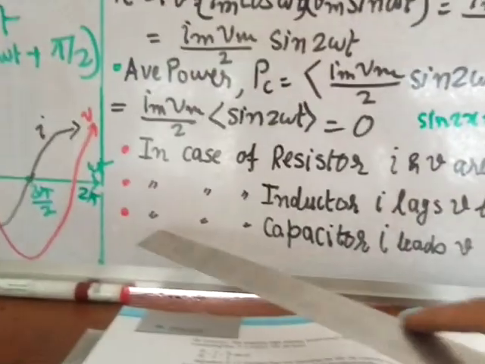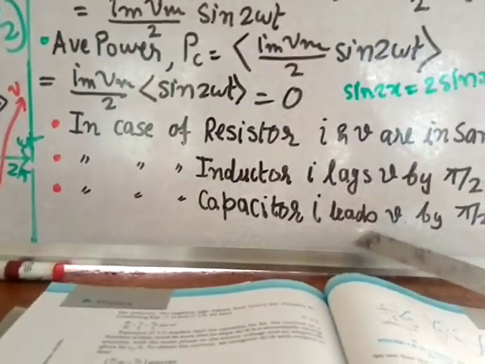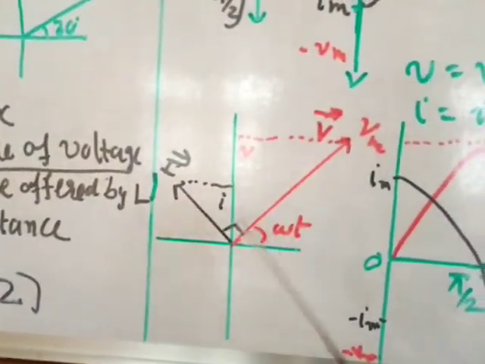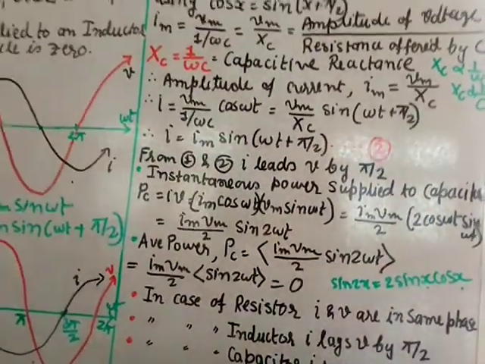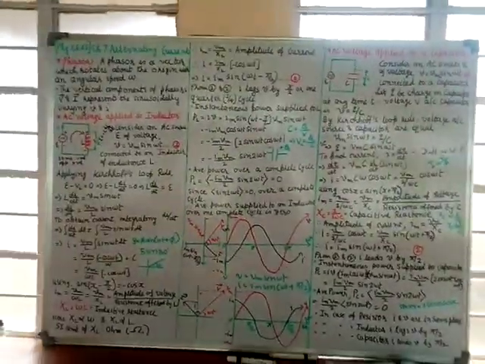And in case of a capacitor, I leads V by pi by 2. This one, it is ahead. This current is ahead by pi by 2. Here current is lagging behind. And for resistor, I and V are the same. So this is what we have studied. We'll keep this much. Thank you very much.